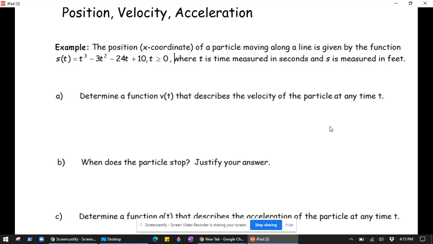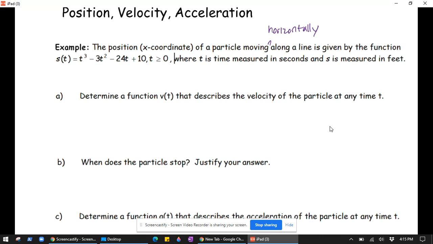So this says the position, the x-coordinate of a particle moving along a line, is given by the function s of t that we see here. And just to give it a little bit more of a direction, let's say it's moving horizontally. So we'll think of our number line as being horizontal. That will allow us to say things like right and left. And we'll think of rightward motion as being a positive movement, and leftward as being negative. We have some units. T is measured in seconds, and S is measured in feet.